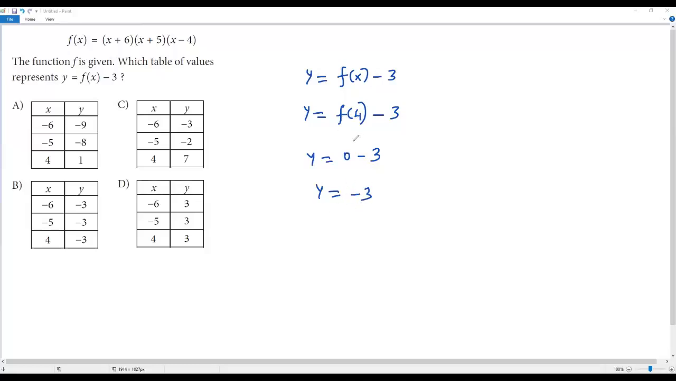So when I plug in x equal to 4 into the given function, I'm getting negative 3. So the third pair of values of x and y also satisfies the given function. So all the three pairs of values in the table in option B satisfy the given function. So I think option B must be correct.